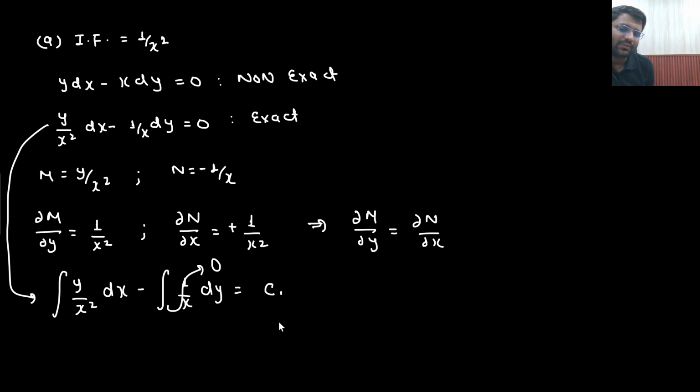So what will this become? Let's call it c1. This will become 0 dot dy. What is the value? Another constant. And here y will be treated as constant. What is the integration of 1 by x square?